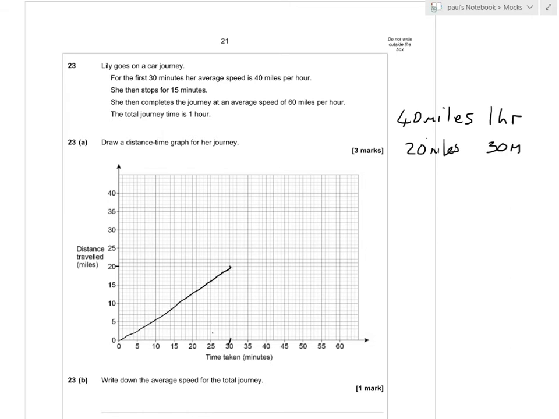Then she stops for 15 minutes. So we're going to get up to 45 and stop there for 15 minutes. Then she completes the journey at an average of 60 miles an hour, and the total journey time is 1 hour. So she's going to go total journey down there. Yeah, because it's 15 minutes.